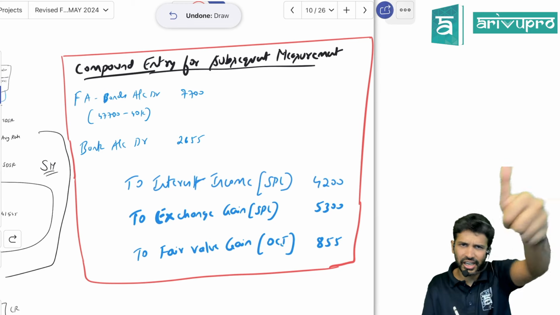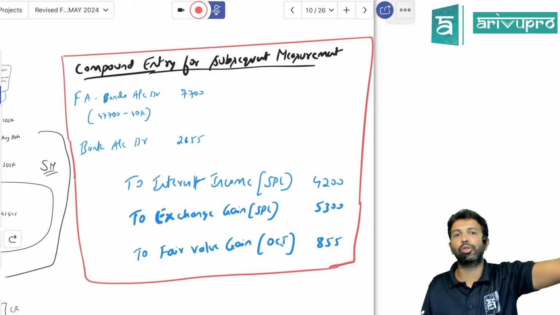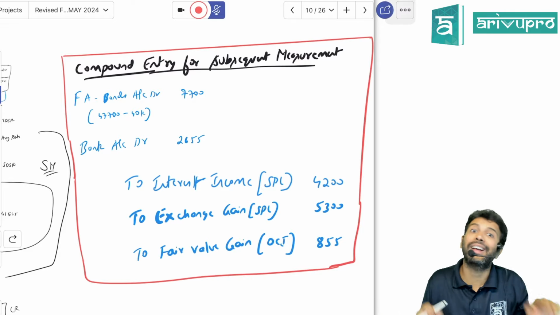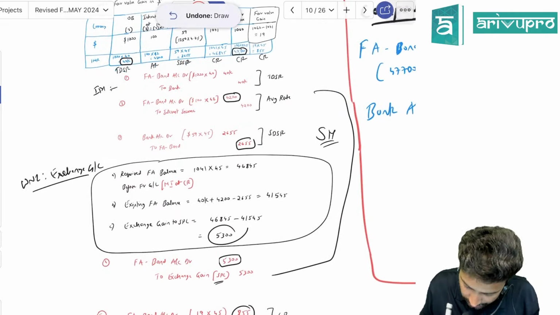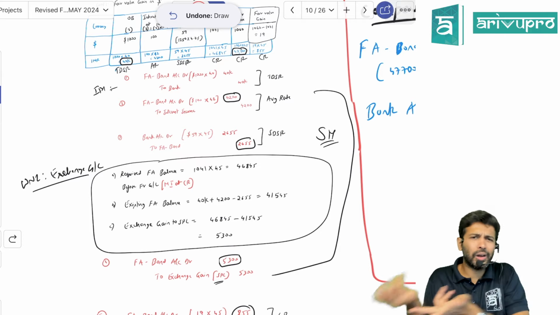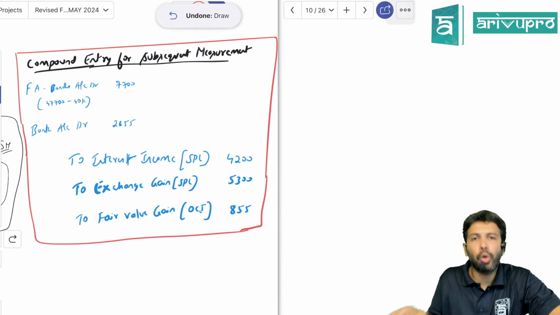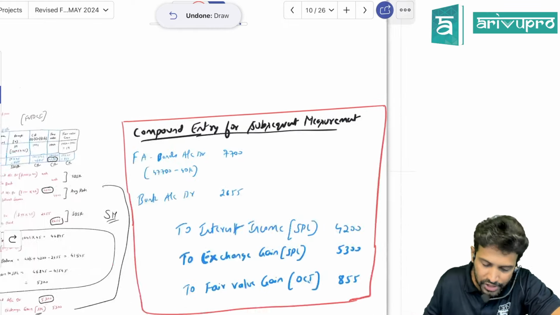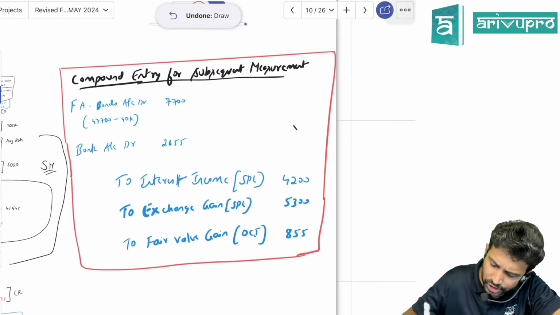Two more. There is an exchange gain or loss on monetary item which goes to SPL, and there is a fair value gain or loss which goes to OCI. Both are gains, so both should be credited. How much is the exchange gain as a working note? In this working note, exchange gain is 5,300. All gains are credited, so credit exchange gain, which goes to SPL, 5,300. Fair value gain, which goes to OCI, which the table gives, is 855. So credit that. If you do this, the journal entry will match.